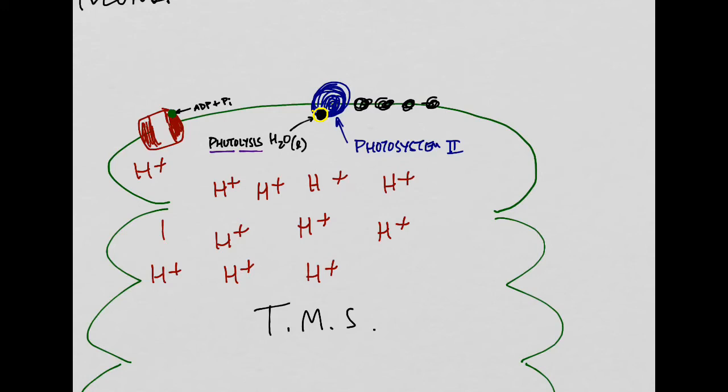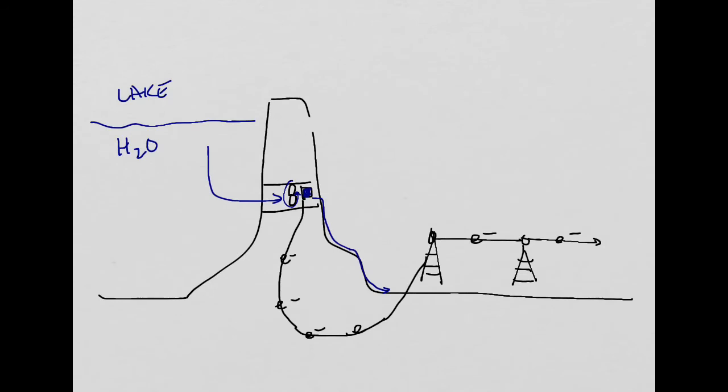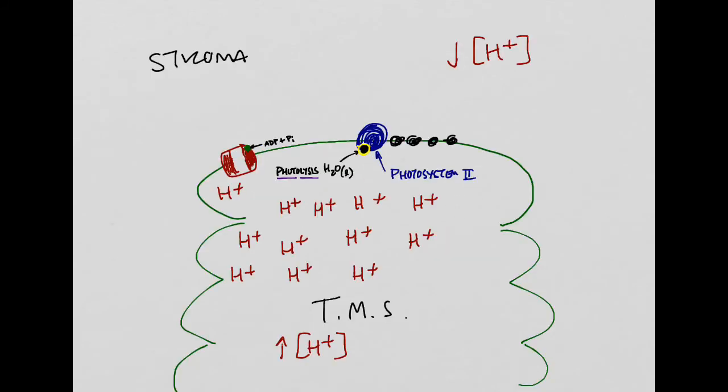And very importantly, the result of this is that you begin to develop a gradient between the thylakoid membrane system and the stroma with respect to the protons. So you have a high concentration of protons on this side, and you have a low concentration of protons on this side. This is not unlike what we have going on here. You have a lot of water over here, no water over here. Now, of course, this isn't water we're talking about. We're talking about protons in this case because this is not a hydroelectric dam.